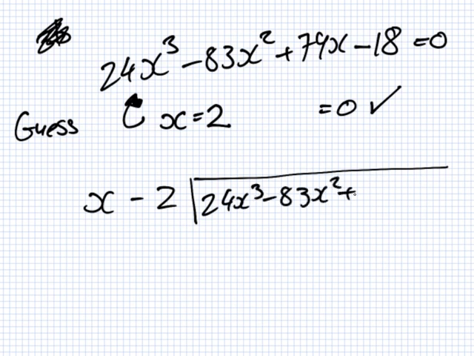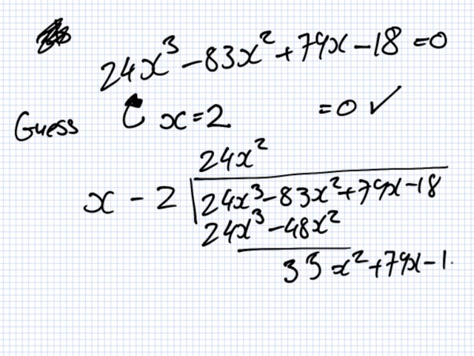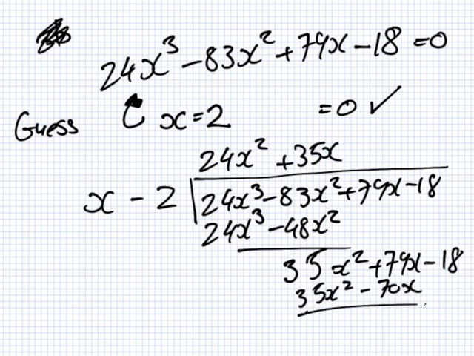What's the first term in my long division here? 24x squared. And then I multiply and I get 24x cubed minus 48x squared. When I subtract, I get 35x squared plus 79x minus 18. What's next? 35x. So that's 35x squared minus 70x. Leaves me with 9x minus 18. So finally it's 9.